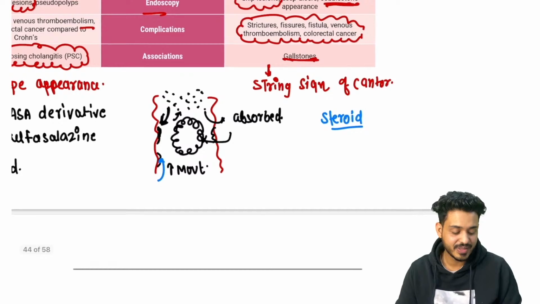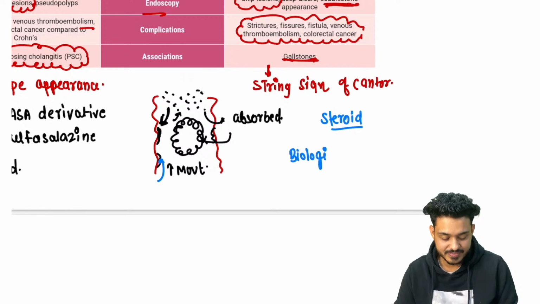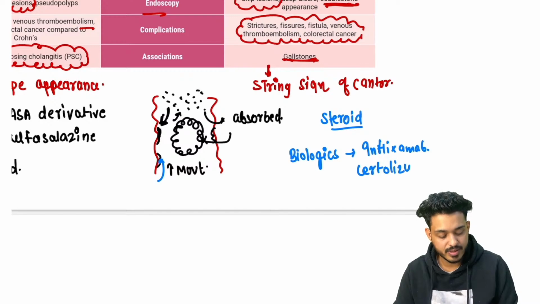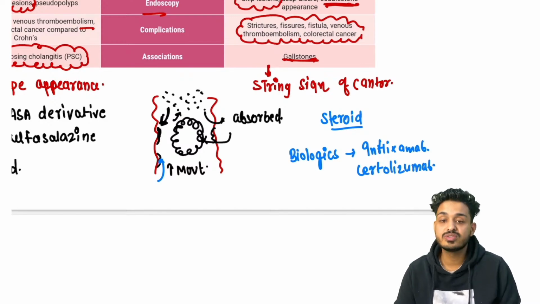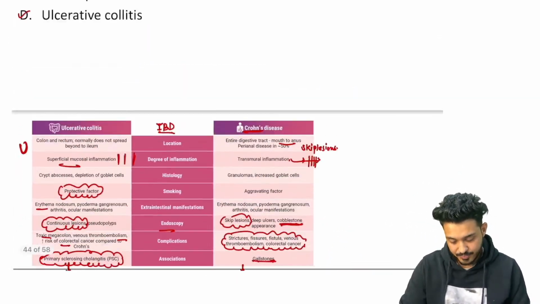Okay, the treatment that we are going to give is steroids, and if steroids are not working, then we are going to go for biologics. What are these biologics? Drugs like infliximab, etanercept, certolizumab, adalimumab. So these are the drugs we are going to use for the cases of Crohn's disease, right? These are the two important things.